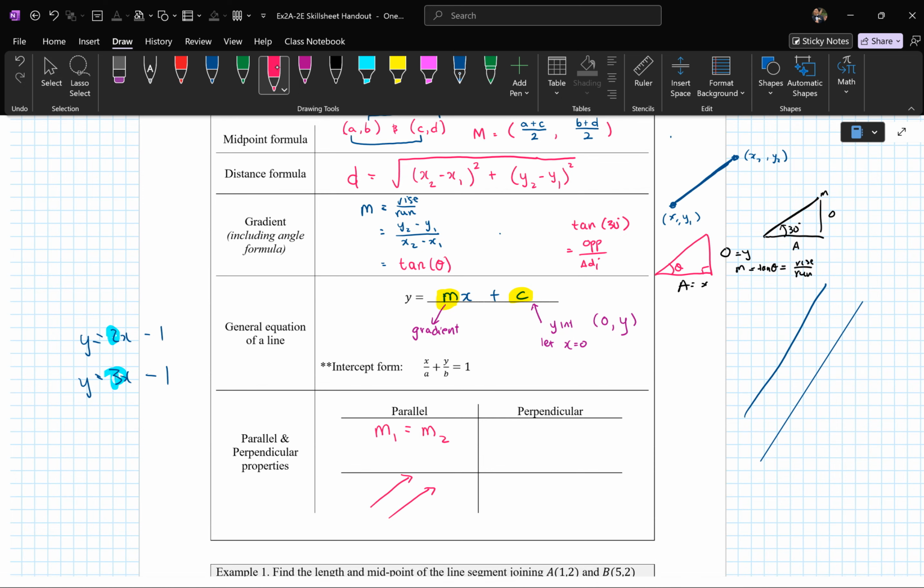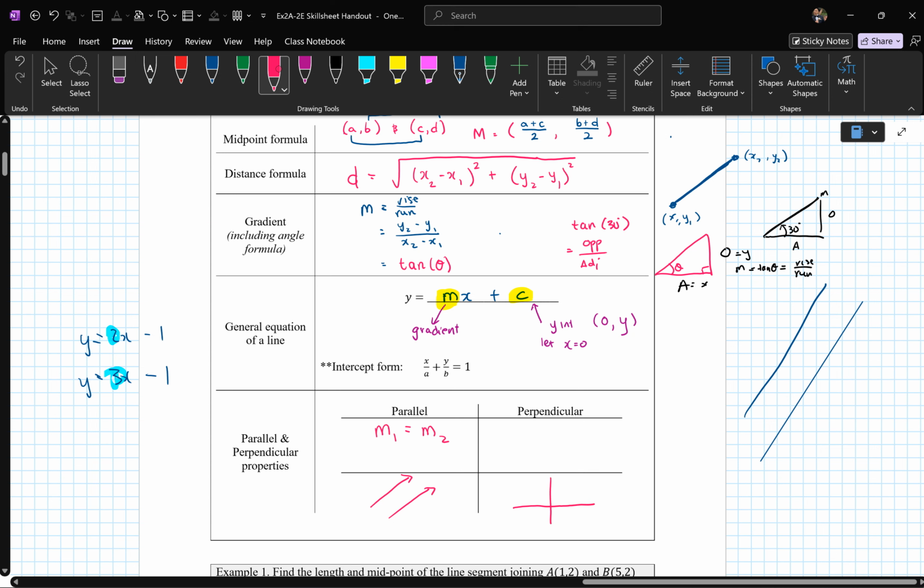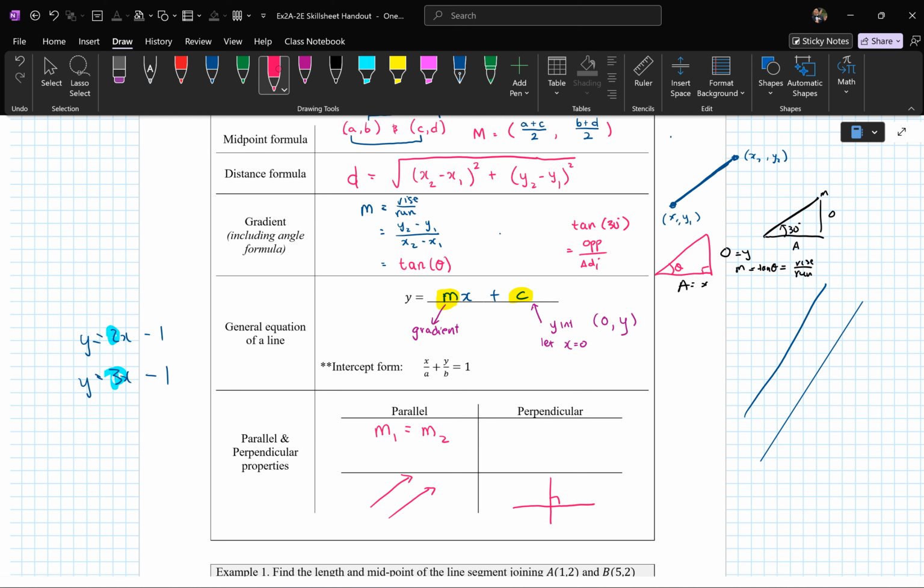Perpendicular means that they will cross at 90 degrees. How do you know if they'll cross at 90 degrees? What's the property? Yes. The product of their gradients is -1. Good. M1 times M2 equals -1. This is exercise 2E, I think it is. So if you're looking at that and you're like, oh, I don't remember that, we did that in year 10. We did it in year 9 as well. Those are your two properties that you need to be familiar with.